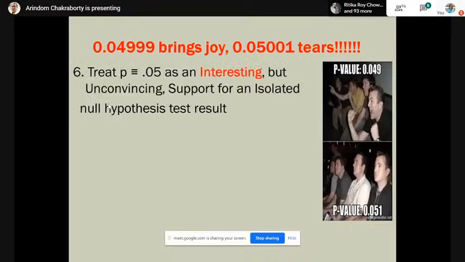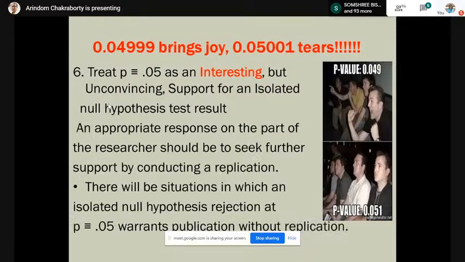different. So treat p, which is close to 0.05, as an interesting but unconvincing support for an isolated null hypothesis test result. So p equals 0.05 warrants publication without replication. You have to look very closely. So whenever your p-value is close to 0.05, you don't feel very comfortable that it's 0.044 and I'm very happy. Nowadays the editors of any good journal may ask, your p-value is close to 0.05.